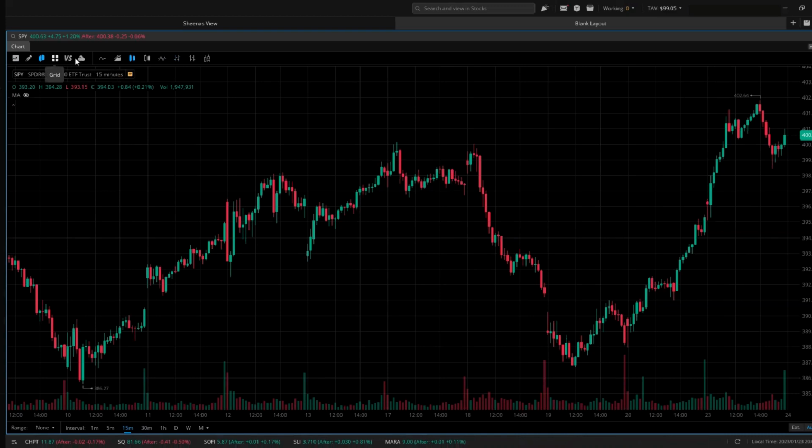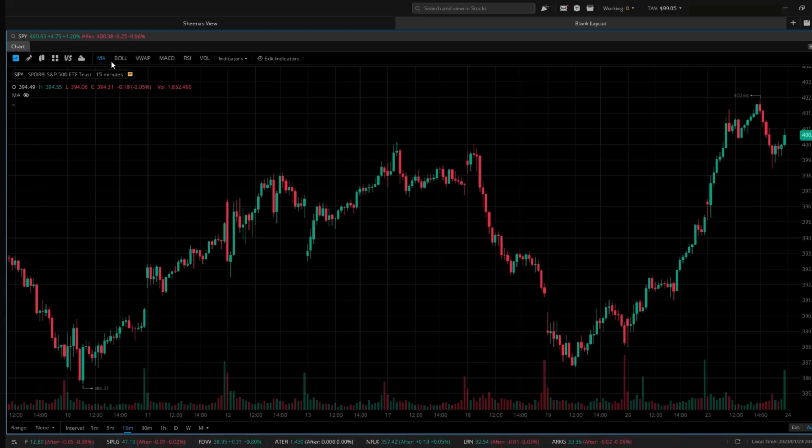Over here, these things we're not going to worry about right now because they're a little bit more advanced. And so we're going to leave it on indicators for now. Some of these indicators up here are indicators that I would use on a regular basis. That's why they're up here.